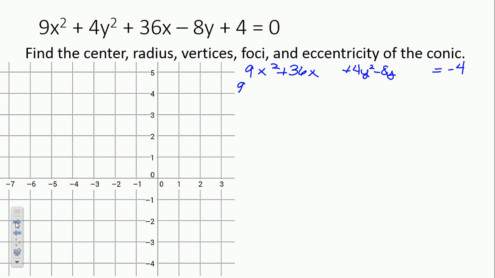So 9 coming out, x squared plus 4x. 4 coming out, y squared minus 2y. Half of 4 squared. So we have 4, but we aren't actually adding 4, we're adding 36. So add 36 to the other side. Half of negative 2. It's negative 1 squared. But we're not actually adding 1, we're adding 4, so add 4 to the other side. We did that so we'd have a perfect square trinomial.